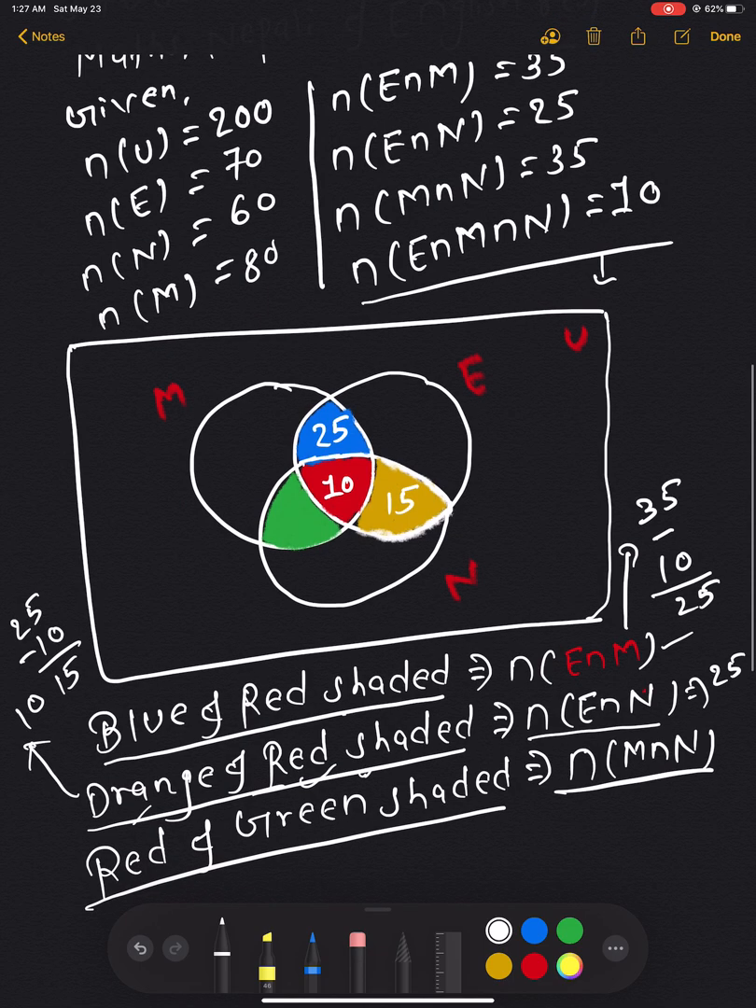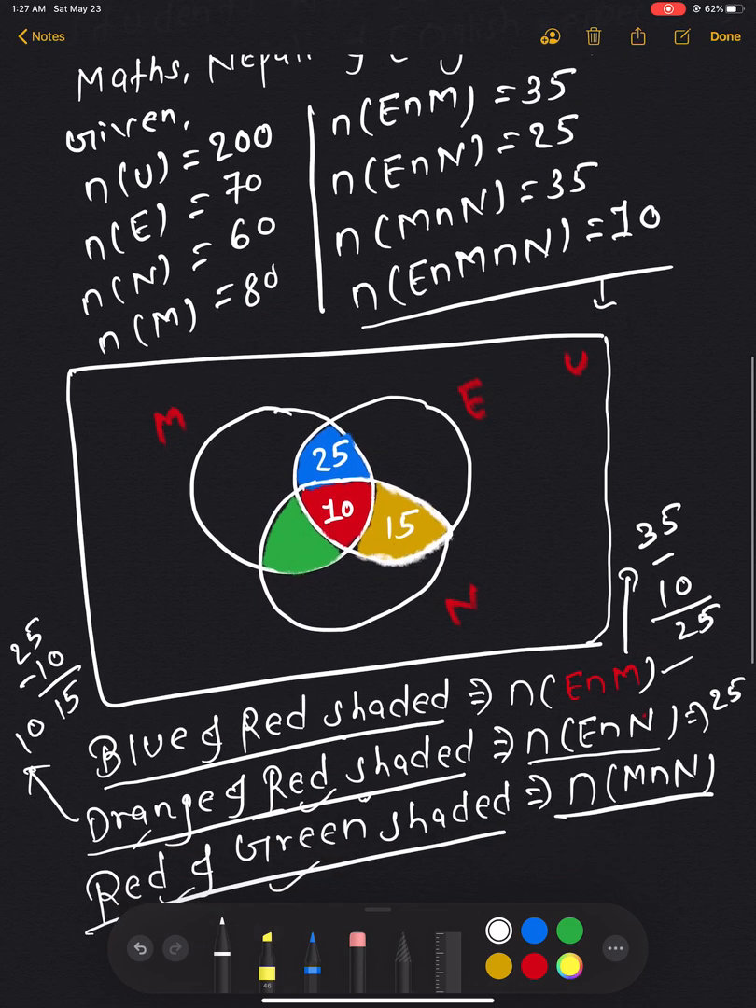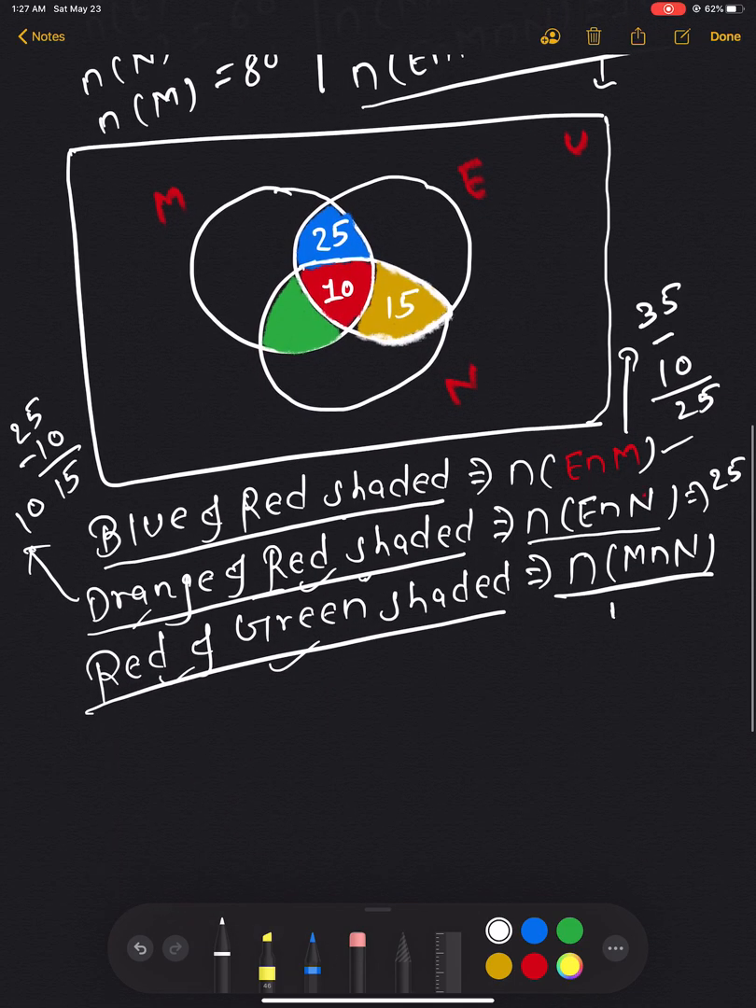And you have red and green shaded part as the intersection of mathematics and Nepali, which is actually 35. This is your 35, and your red shaded part is 10. So now what is the green shaded part? 35 minus 10, that is 25. 25 is green shaded part, so note it down over here.